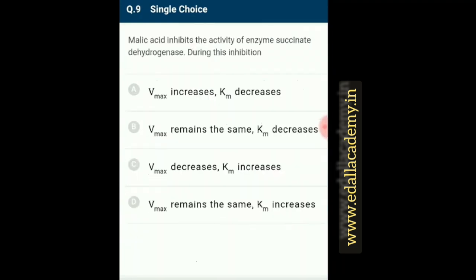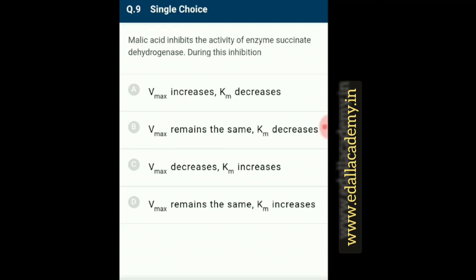Question number 9. Malic acid inhibits the activity of enzyme succinic dehydrogenase. During this inhibition, any substance that can diminish the velocity of an enzyme is known as an inhibitor. The two main types of inhibition are competitive and non-competitive. In competitive inhibition, the enzyme and the inhibitor compete to bind to the same active site. Hence, if the substrate concentration is increased, the chances of substrate binding to the enzyme will increase. Thus, if substrate concentration increases, Km, that is Michaelis constant, also increases. In non-competitive inhibition, the substrate and inhibitor bind at different sites, hence do not compete with each other.